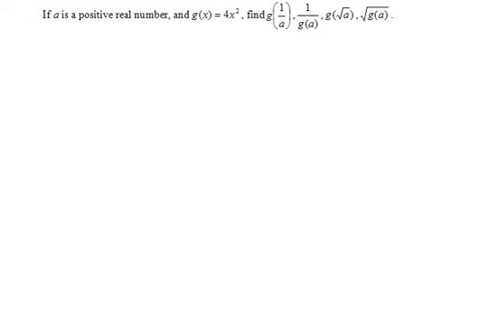If a is a positive real number and g of x equals 4x squared, find g of 1 over a, 1 over g of a, g of the square root of a, and the square root of g of a. Well, we notice there are really two pairs of problems here.